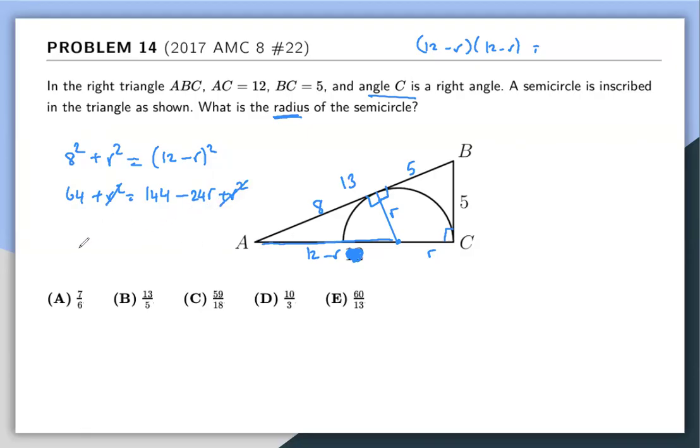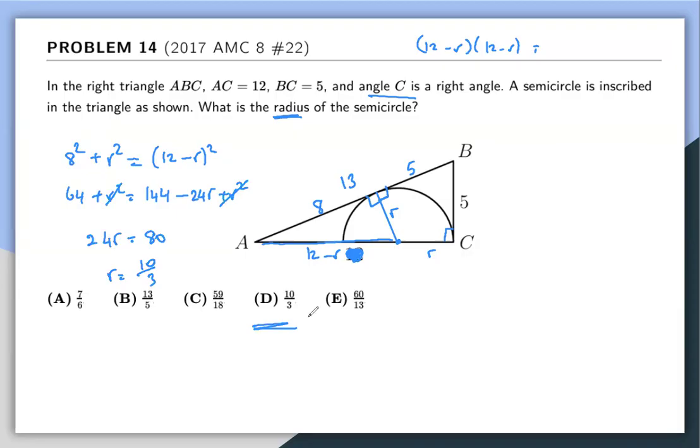So the r squared terms will cancel each other. Then add 24r to both sides. So you get 24r. Subtract 64 from this. It looks like we get 80. And divide by 4 before dividing by 6. If you divide by 4, you get 20, and then divide by 4, that's 6. So that should be 10 over 3. So that is choice D.